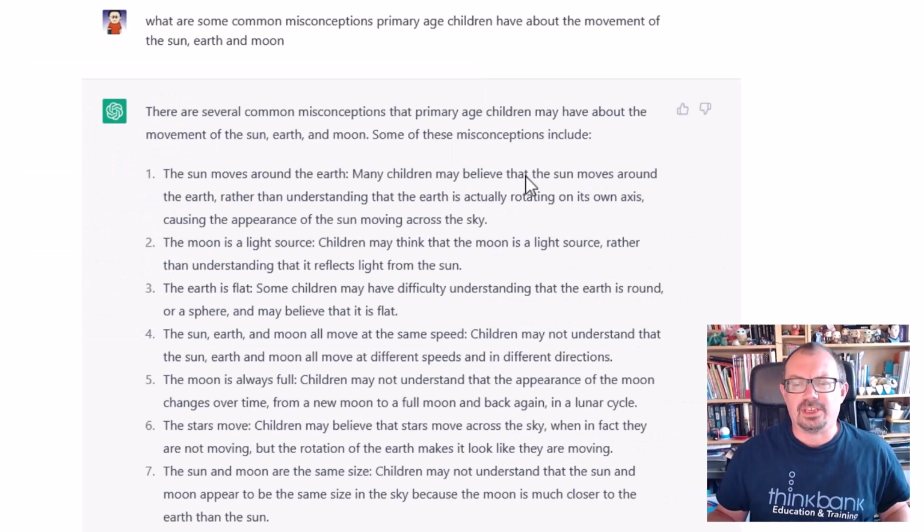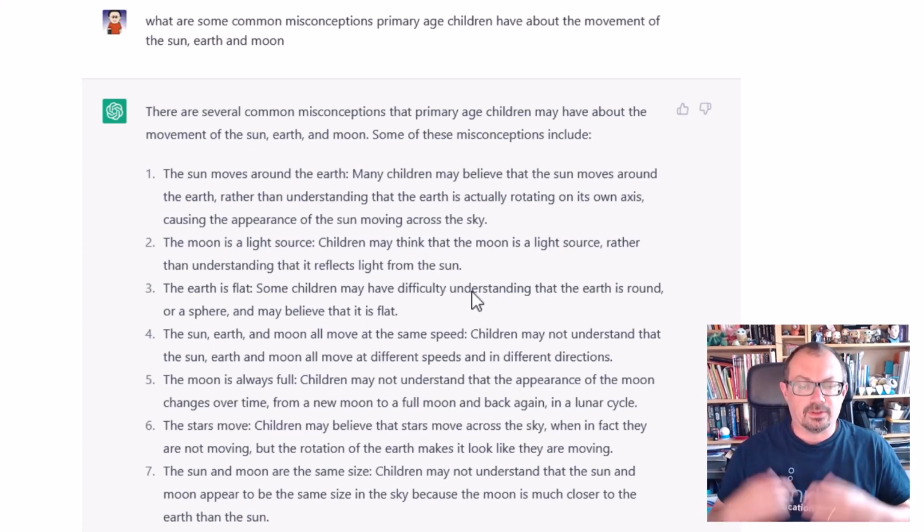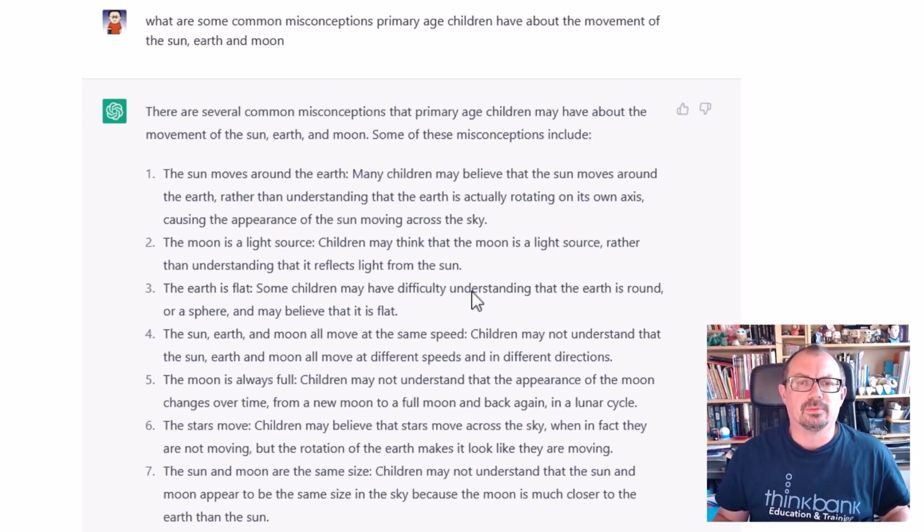I want ChatGPT to be my little research assistant. It's not quite there yet, but I was doing things like, okay, we're teaching a topic on sun, earth and moon. What are the common misconceptions primary age children might have? And off it goes and trawls and comes back, and it tells me a whole lot of misconceptions which all look pretty good, and I can bear those in mind when I'm teaching that particular topic. And it's always good to be aware of the misconceptions around a particular science topic.